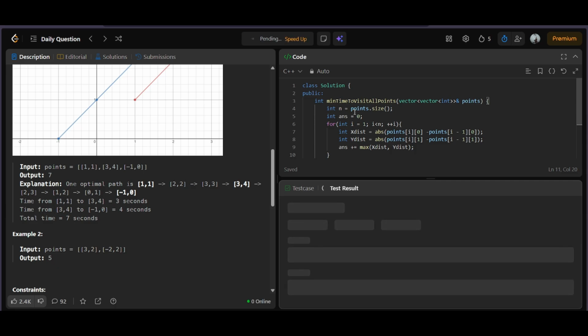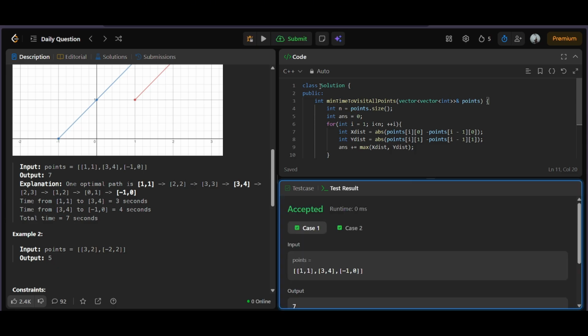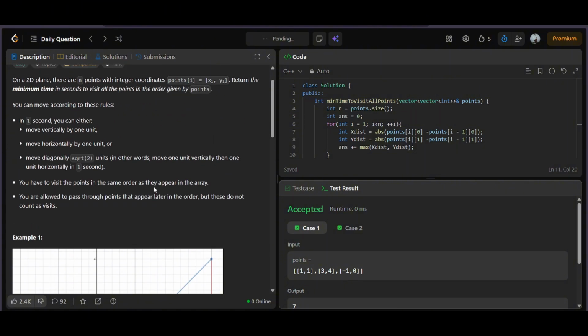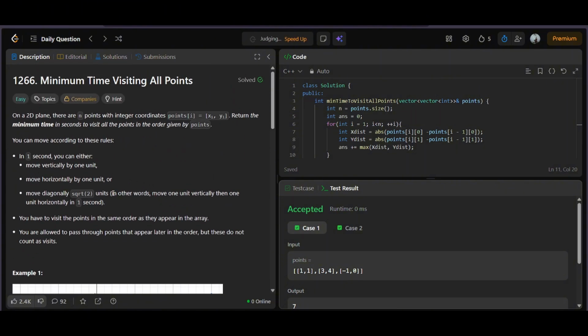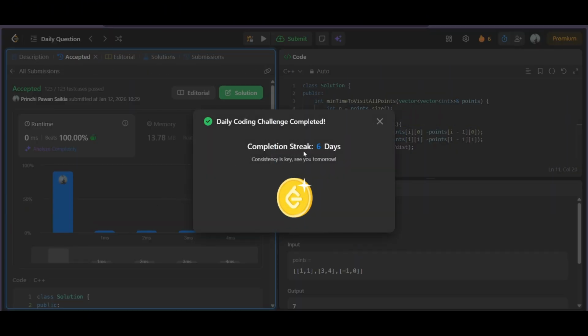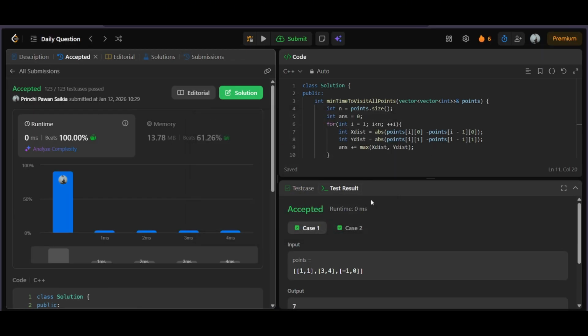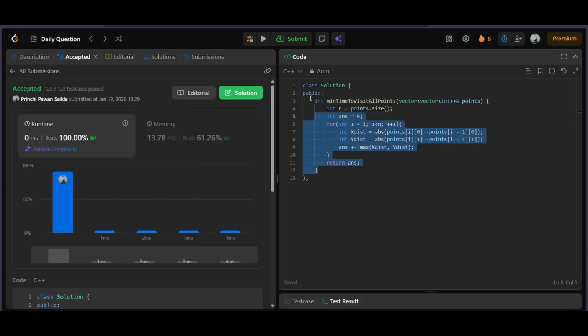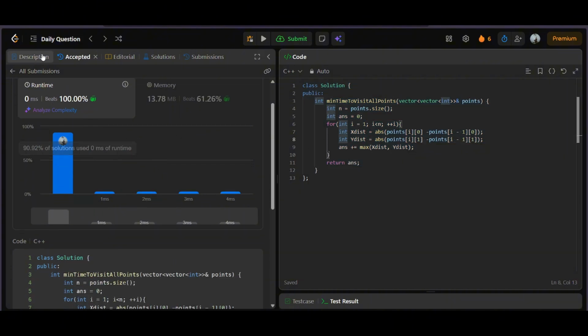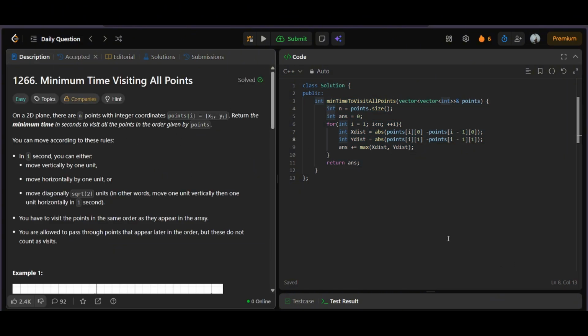Let's see if it passes. Yeah, it is. Submit this. Yeah, it's passing. As you can see, you can simply do the thing by looking at this. Right. Thank you.